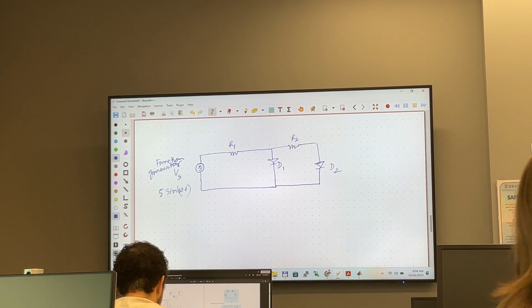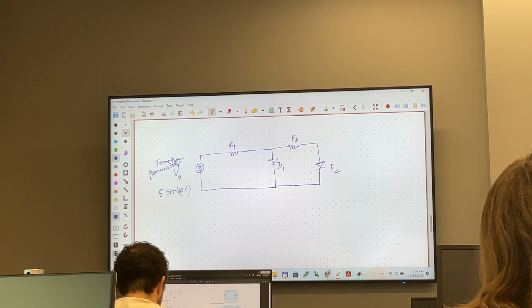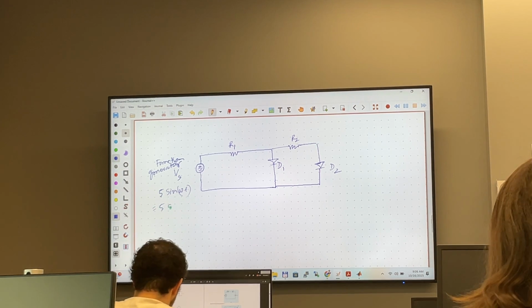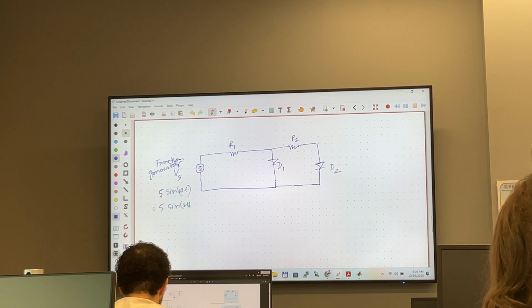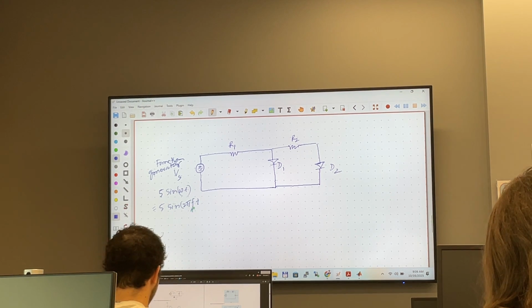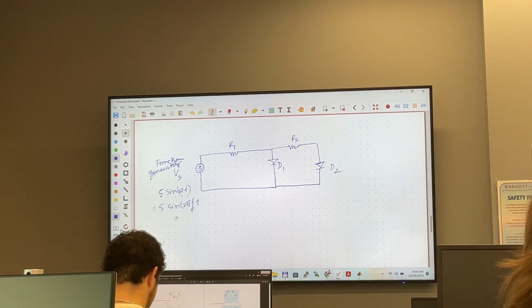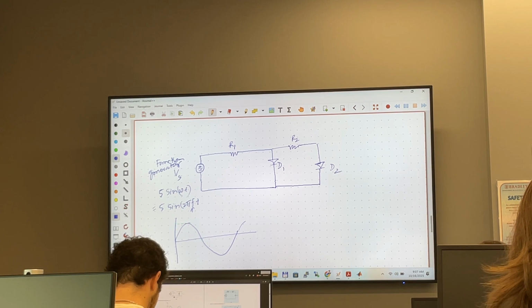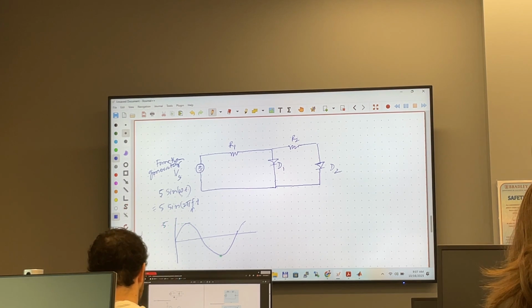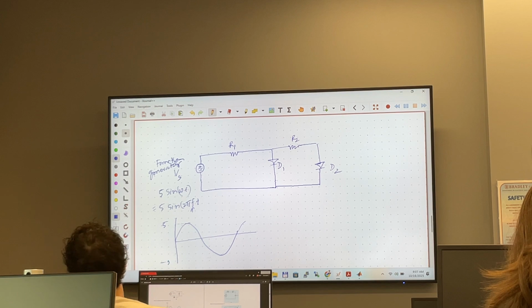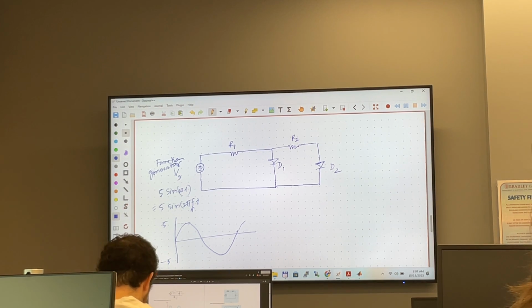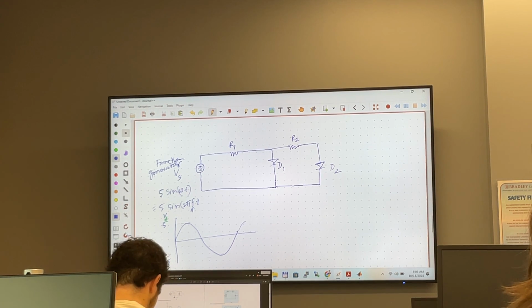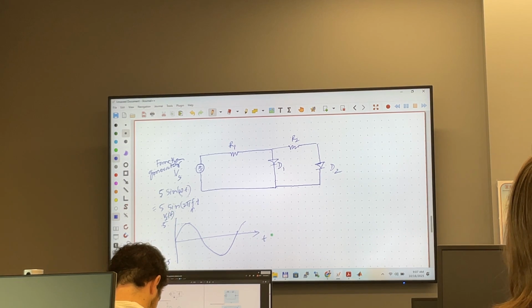Omega t with certain omega, or physical frequency f, which is 5 sine 2 pi f, where f is the physical frequency. So it is going to look like this, where the peak amplitude is 5 here and the negative peak is negative 5. Okay? So this is the voltage Vs as a function of time. X-axis is time.